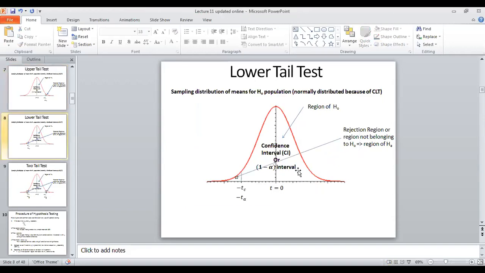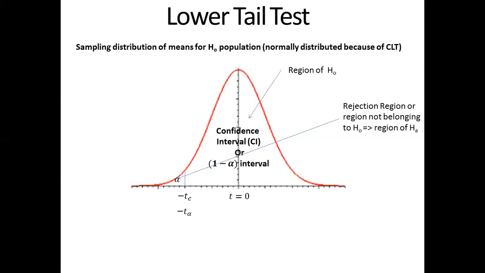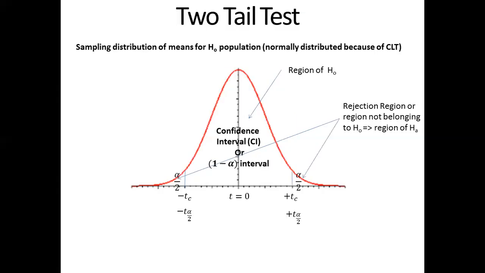So that was about the upper tail and the lower tail t-tests. And next comes the two tail. In the two tail, we are using both the tails of the t distribution. And again, this is the same distribution, which is the sampling distribution of H naught. So we have two critical t values over here, one on the right hand side and one on the left hand side of the t0, the central point.